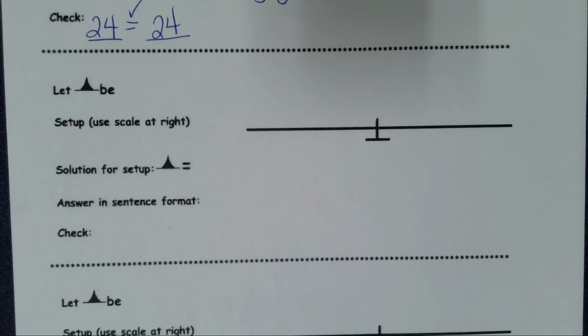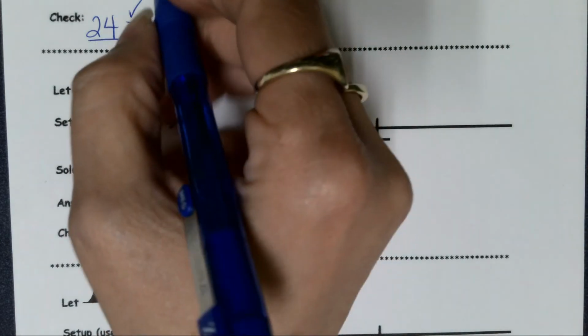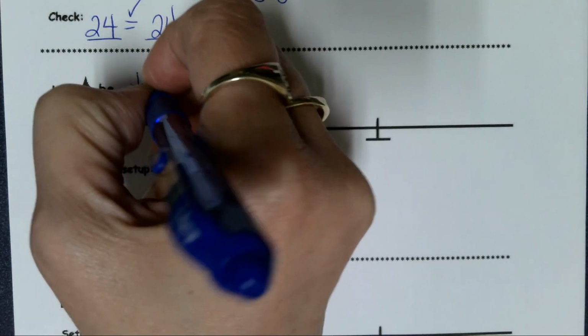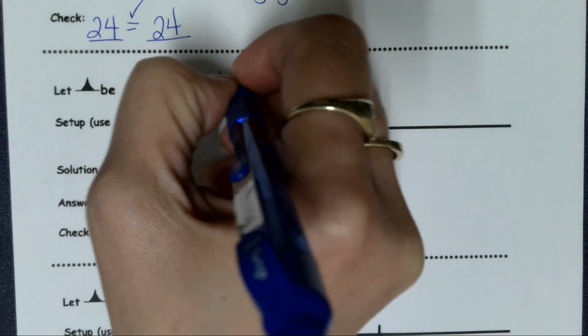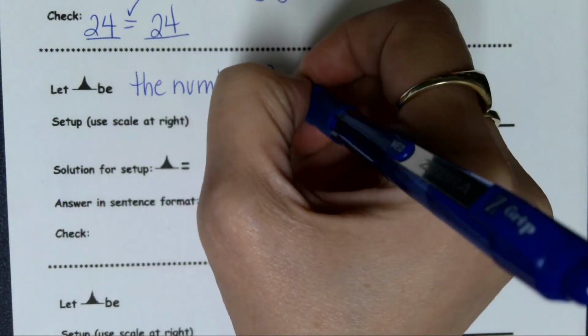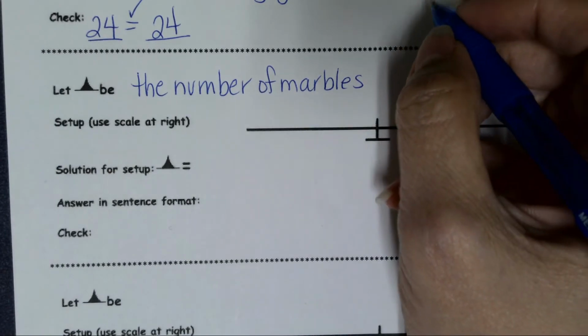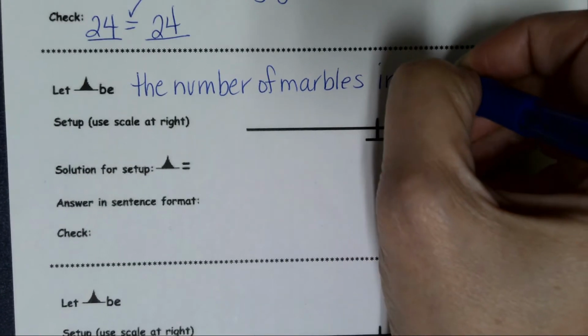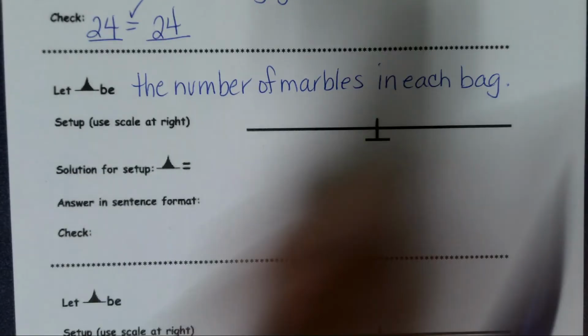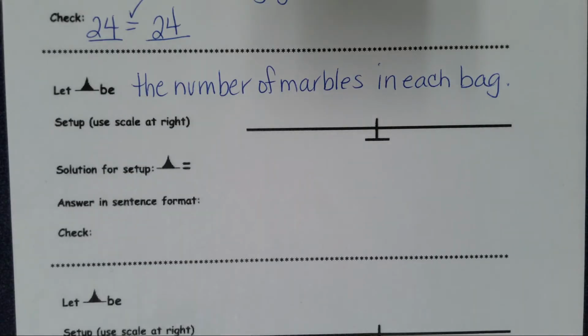So we're going to let the number of marbles in each bag be our pawn. And the reason I know that is I'm going back to this last sentence in the problem. If both girls had the same number of marbles, how many marbles were in each bag? So we know that whatever Jess had, Jenny had as well.